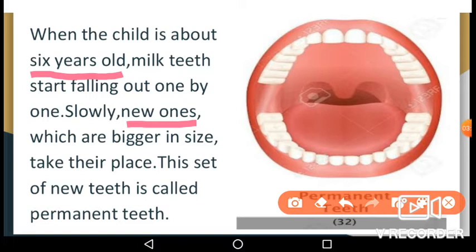As you know, there is a significant difference between milk teeth and permanent teeth. Milk teeth are a set of 20 teeth and permanent teeth are a set of 32 teeth. When the child is about 6 years old, milk teeth start falling out one by one and slowly new teeth, which are bigger in size, take their place. This set of new teeth is called permanent teeth.